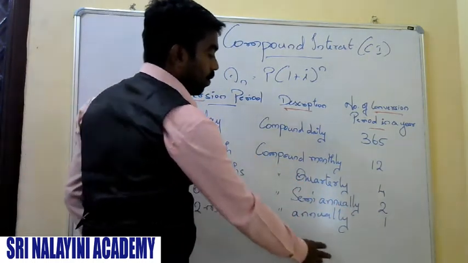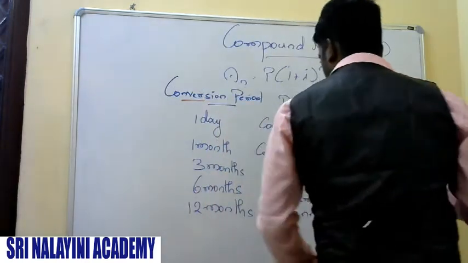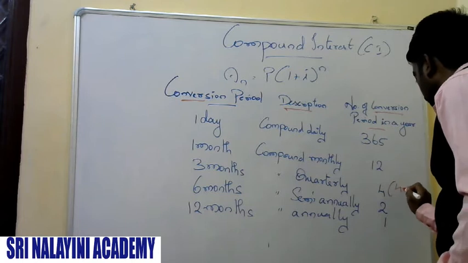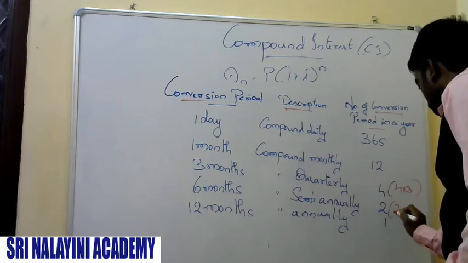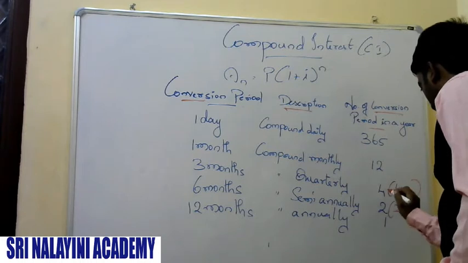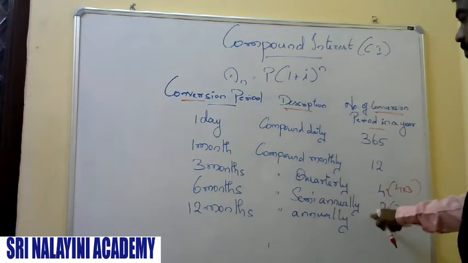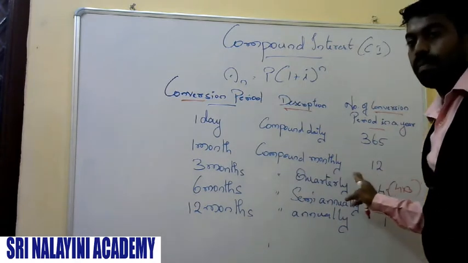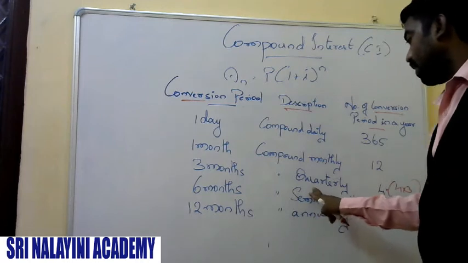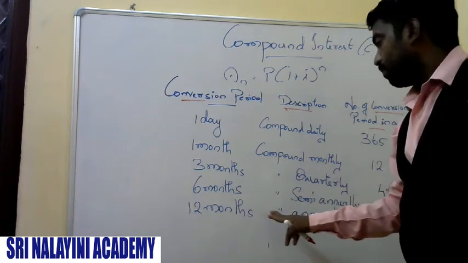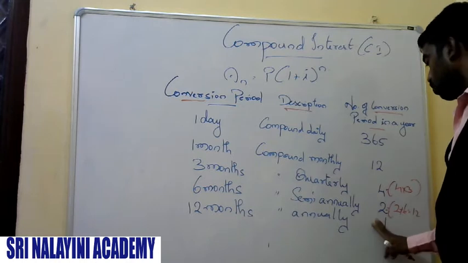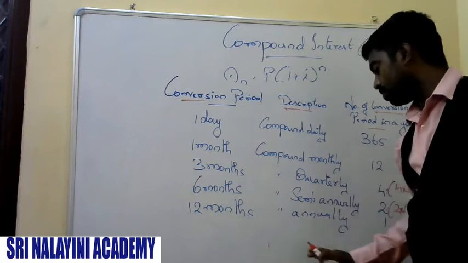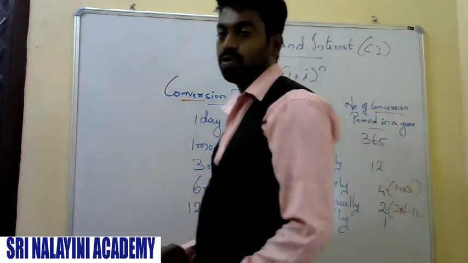12 months is annually, 1. You can calculate it as 12 months: 4 3s are 12, 2 6s are 12. This is an easy way. 1 month is 12 in a year, 3 months is quarterly, 4 quarters in a year, and 6 months is semi-annually, 6 into 2 is 12, and 12 months is annual. Please carefully note this.